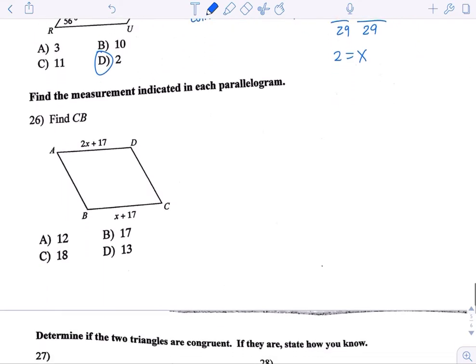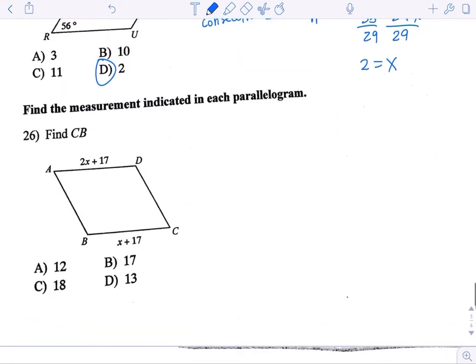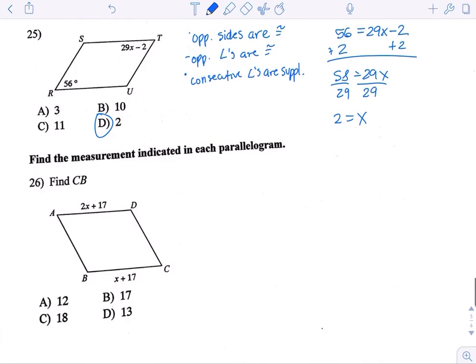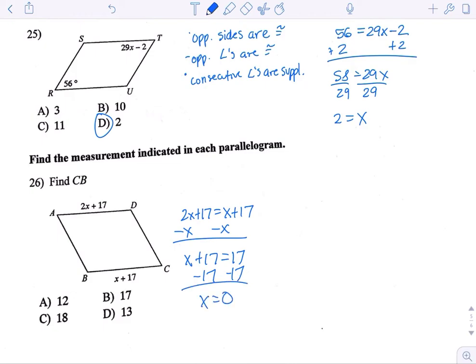Now, this one, it says find the measurement in each parallelogram. So, just how I wrote up on the top, right here, opposite sides are congruent, so that means 2x plus 17 must equal x plus 17. Let's subtract x from both sides, and we're going to get x plus 17 is equal to 17. Let's subtract 17 from both sides, x is equal to 0.